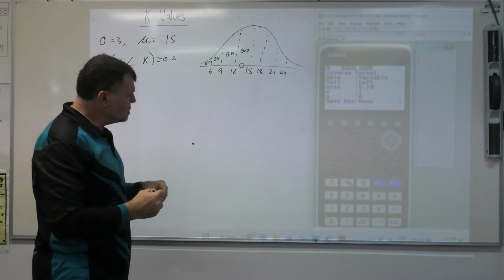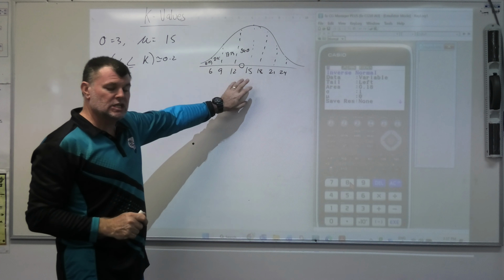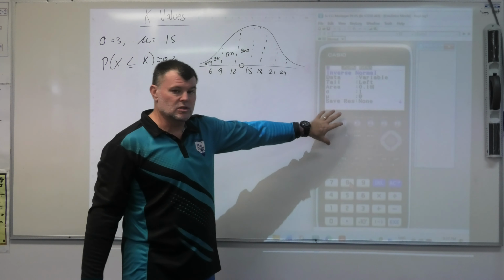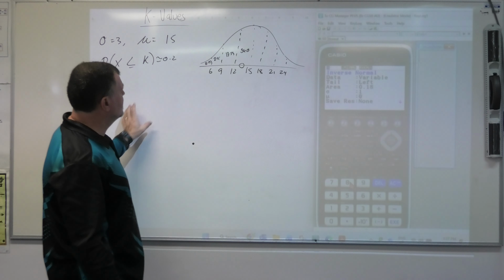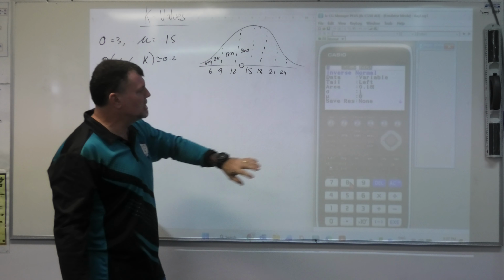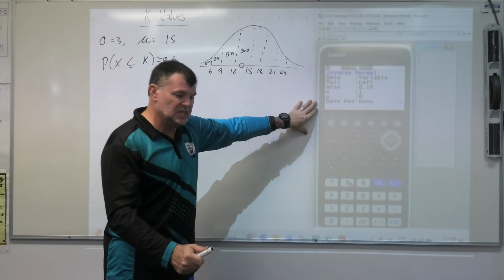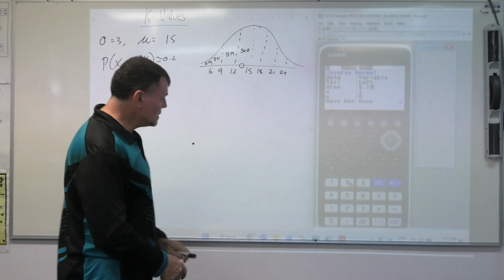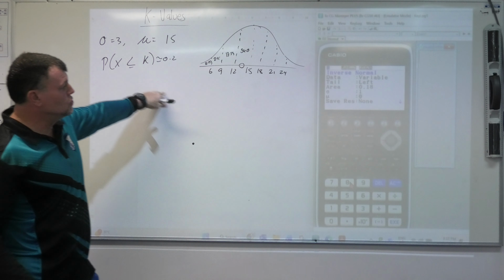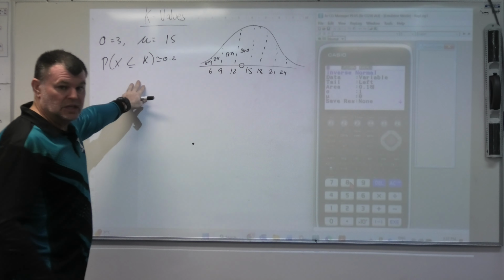The reason why I want you to think this is because this is the answer you're expecting to get when you do your calculation. And if you can see how this relates to your normal distribution, at least when you get a calculation, you can say, you know what, that makes sense. That's what I was expecting to get, that's what I did get. So let's put this question into the calculator and see what we actually get.